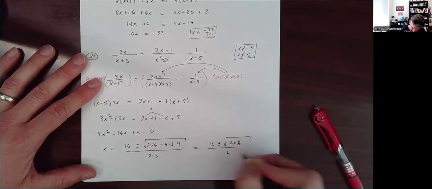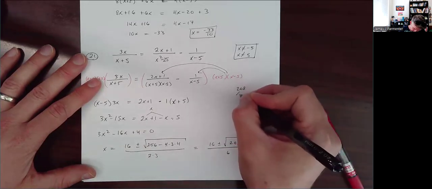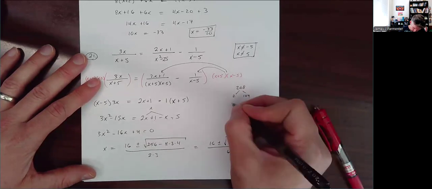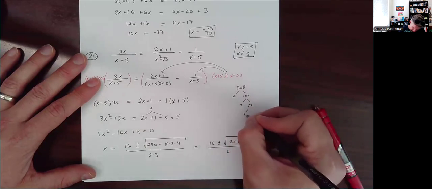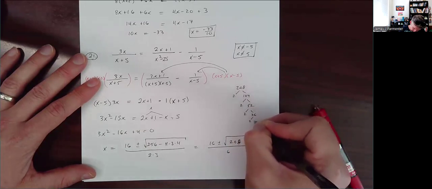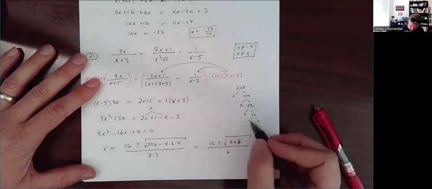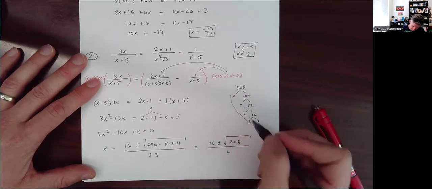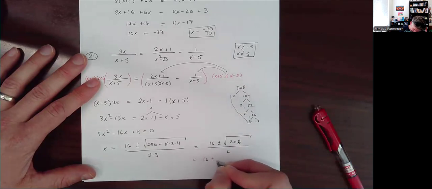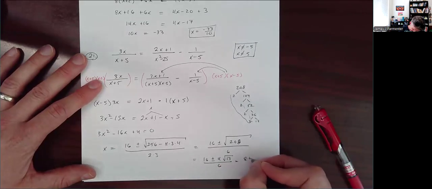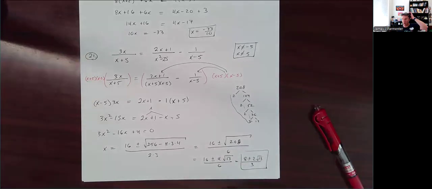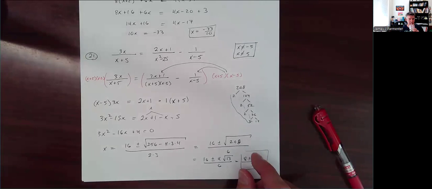All divided by 6. 208 is 2 times 104, which 104 is 2 times 52. 52 is 2 times 26. 26 is 2 times 13. So we have the square root of 16, which is going to be 4. So that's going to be 16 plus or minus 4 root 13 all over 6. And then we could divide each thing by 2 and get 8 plus or minus 2 root 13 all over 3. Kind of a gross example. I don't love that solution. The next one's a little nicer.